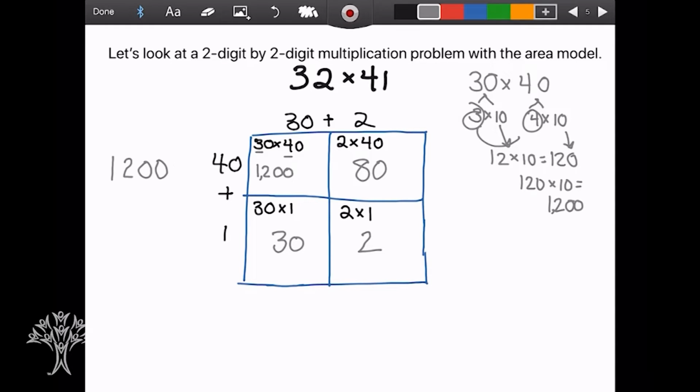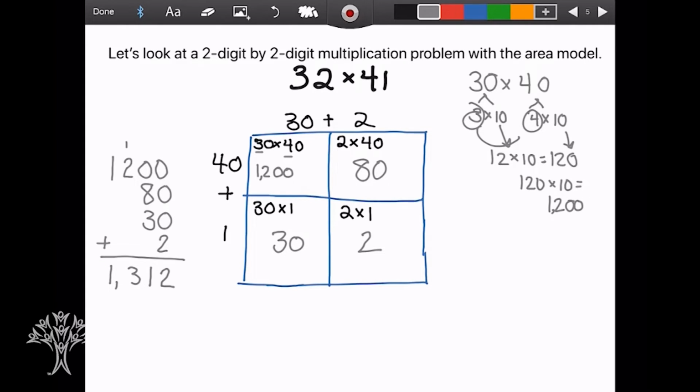All right, so my next step is to add those together. So I'm going to take each answer out of the box, and I'm going to add them together like this. I'm going to add down the columns. And I now have 1,312. So that's a quick review of the area model.